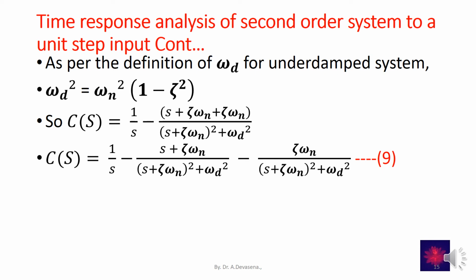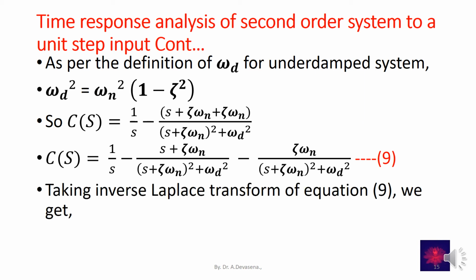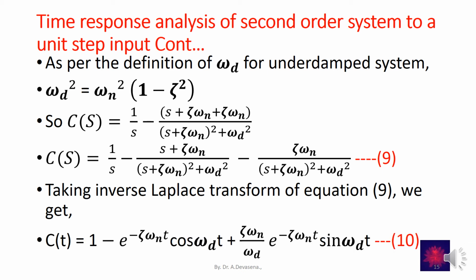Consider this as equation 9. Taking inverse Laplace transform of equation 9, we get Laplace inverse of C of s is c of t, and the Laplace inverse of 1 by s is 1. Laplace inverse of (s plus zeta omega n) divided by ((s plus zeta omega n) whole square plus omega d square) is e power minus zeta omega n t cos omega d t, and Laplace inverse of zeta omega n divided by ((s plus zeta omega n) whole square plus omega d square) is e power minus zeta omega n t sin omega d t.